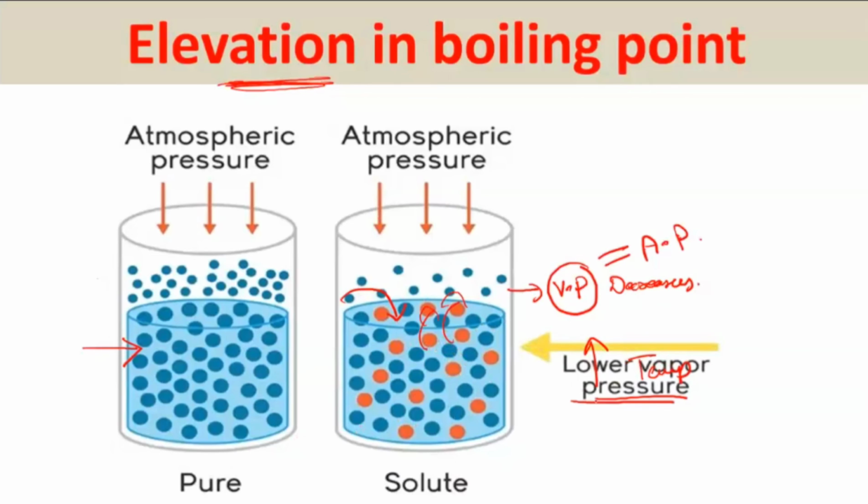You know that the vapor pressure is lowered, all that I have told. Now let us understand this with the help of a graph. Here I have the pure solvent, where the vapor pressure is very high, and here I have the solution, where the vapor pressure is less. You have to make this vapor pressure equal to the atmospheric pressure, so you have to increase the temperature.